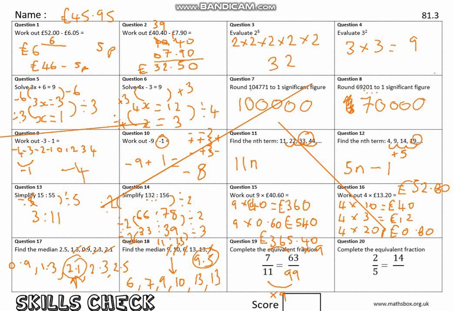Now this one's a little bit easier really. So what did I times 2 by to get to 14? So I did 2 times 7 equals 14. So if I times the top by 7, I'm going to have to do the same to the bottom. So 5 times 7 is 35. So there's my answer for the bottom one. So 2 over 5 is exactly the same as 14 over 35.